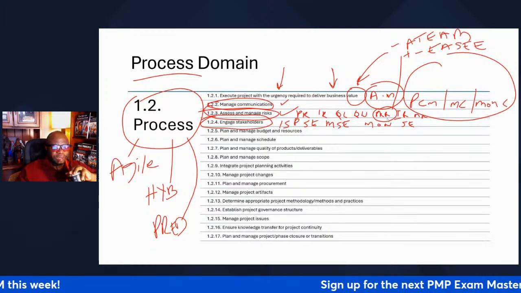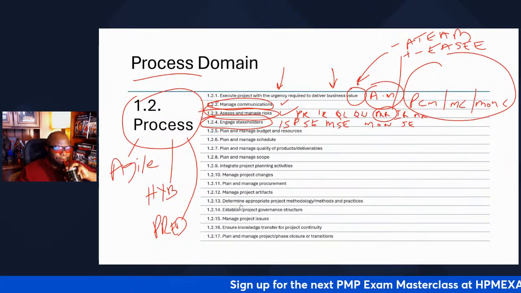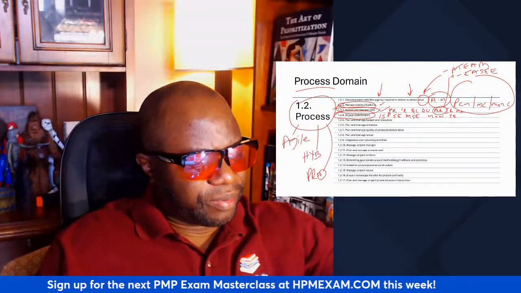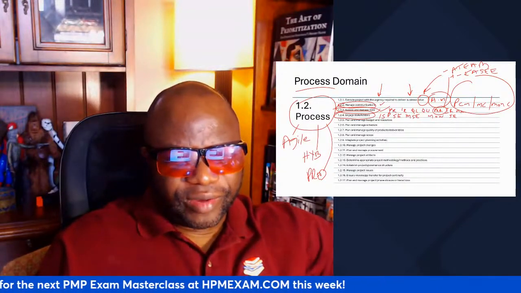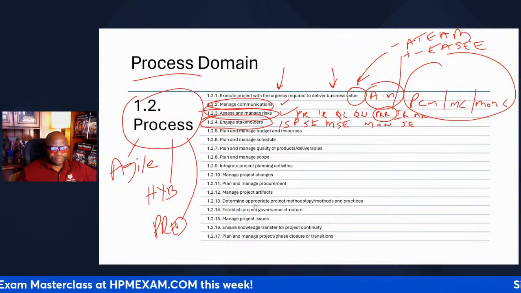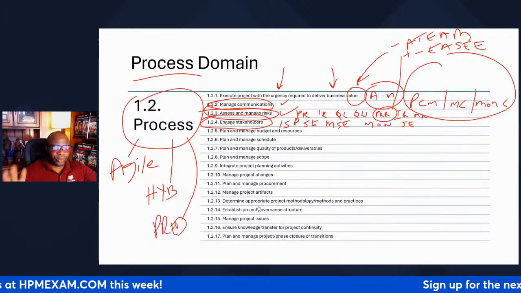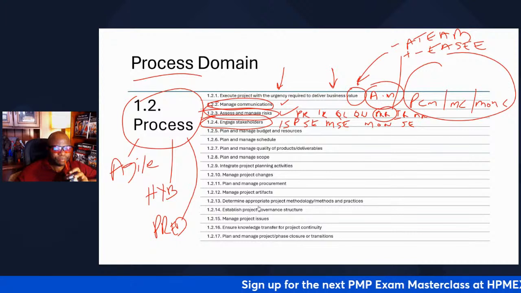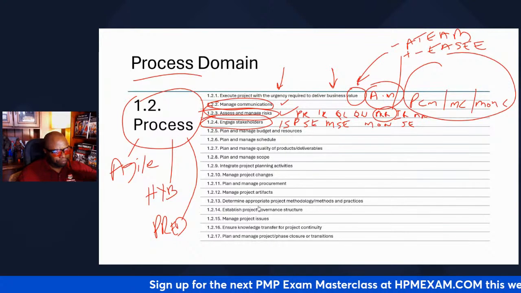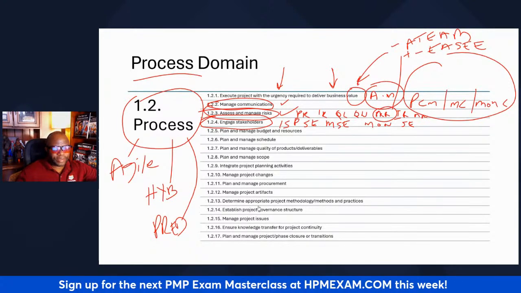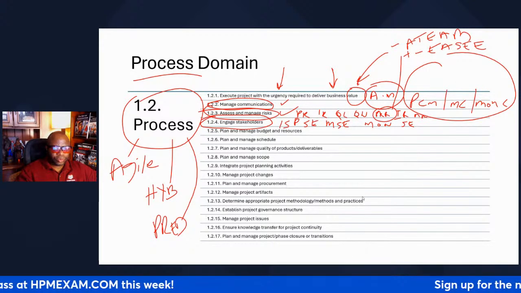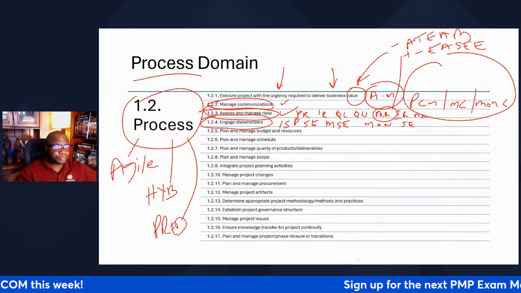Let's see how many people have been studying. Some people have been studying very hard. Well, now's the time to show off your chops. Who knows? What are the 4 things PMI wants you to do in the cost area? Nobody's biting. Okay. I'm going to assume you're either camera shy or you don't know.